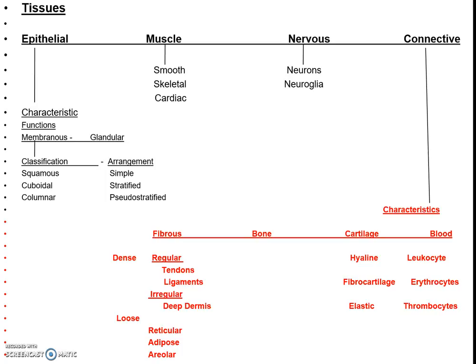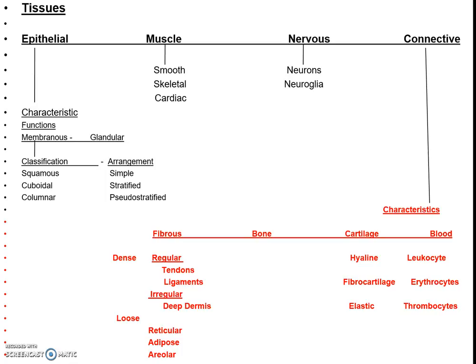Okay, so that kind of finishes up our first set of tissues, the epithelial tissues. So what we want to do next is actually talk about our connective tissues. Now, the connective tissues are actually the largest category of our tissues. We have more connective tissues than the others, and it's the most varied of our tissues.